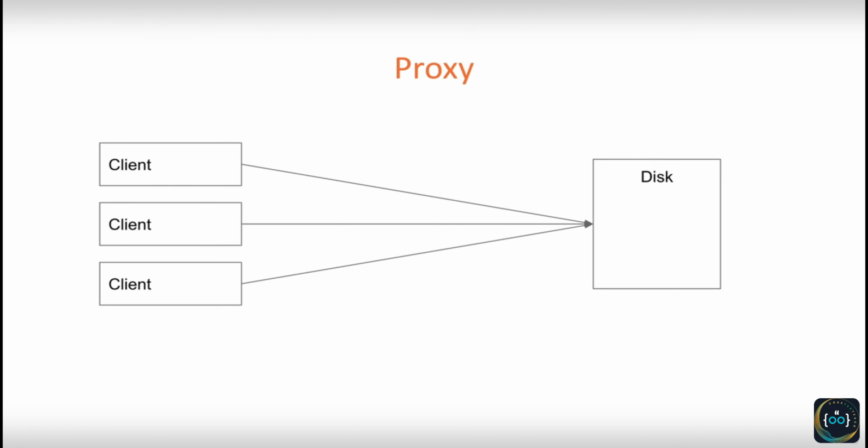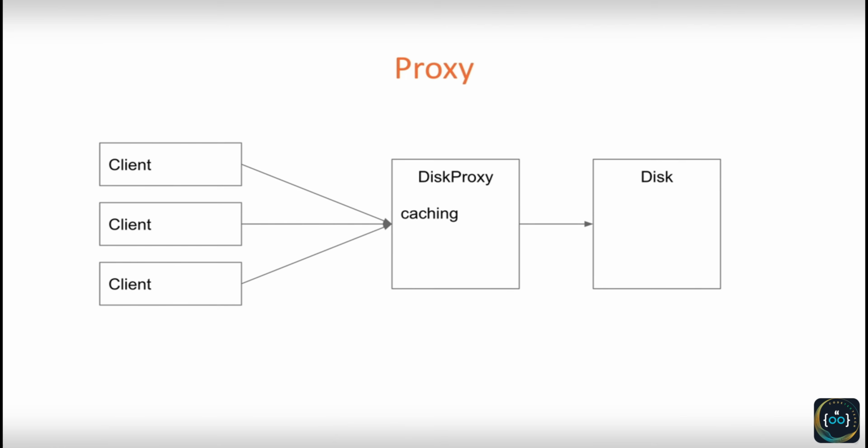Furthermore, accessing the same file at the same time from multiple clients might lead to inconsistencies in that file. If we're trying to write on the same file at the same time, then that might cause a problem. So one of these solutions might be to implement a disk proxy in front of our disk. Okay, so this disk proxy might provide some, let's say, caching functionality to try to speed up the system, right?